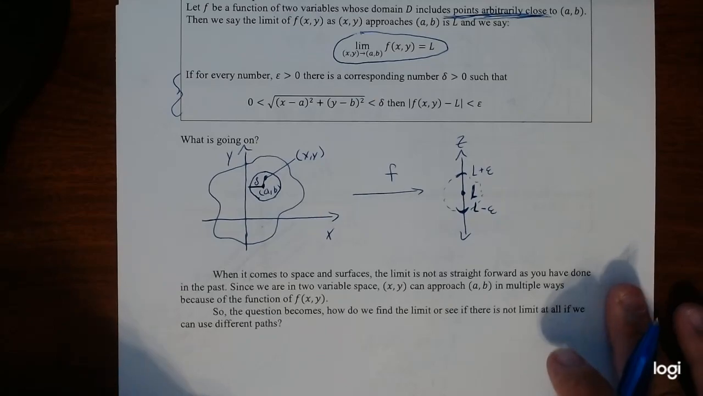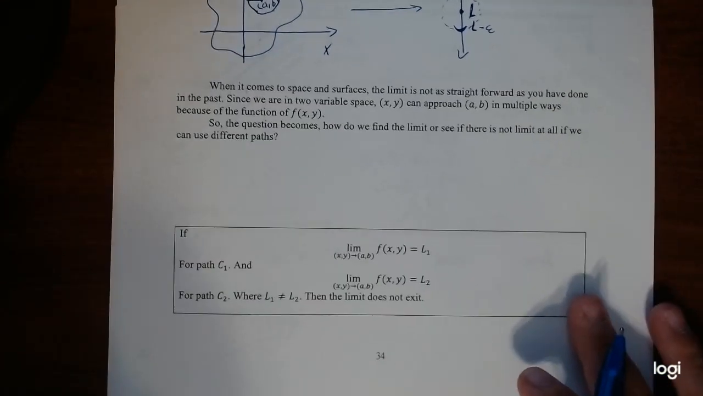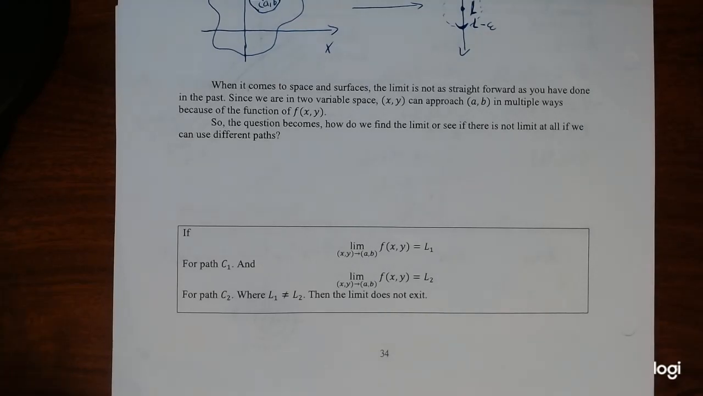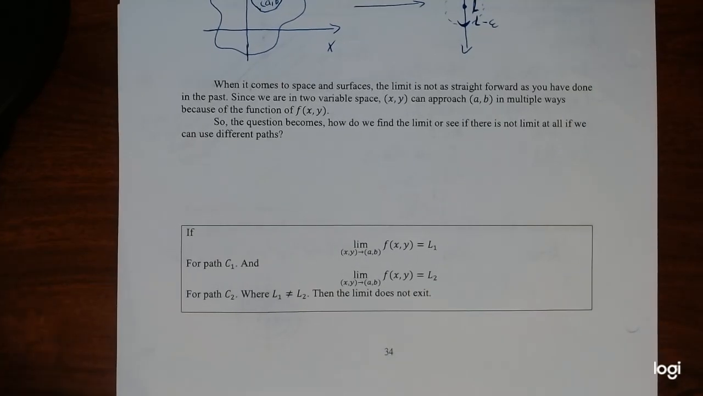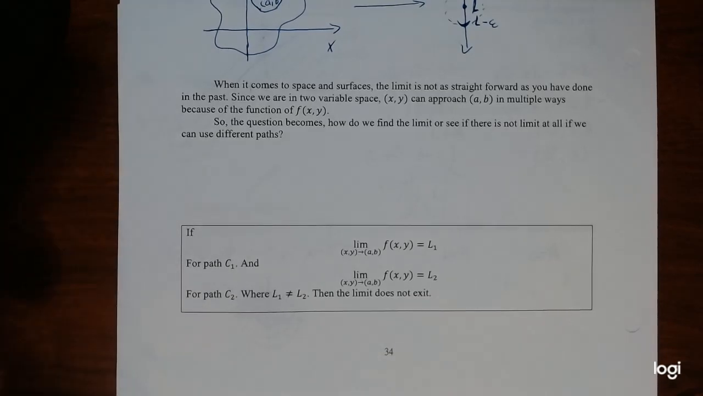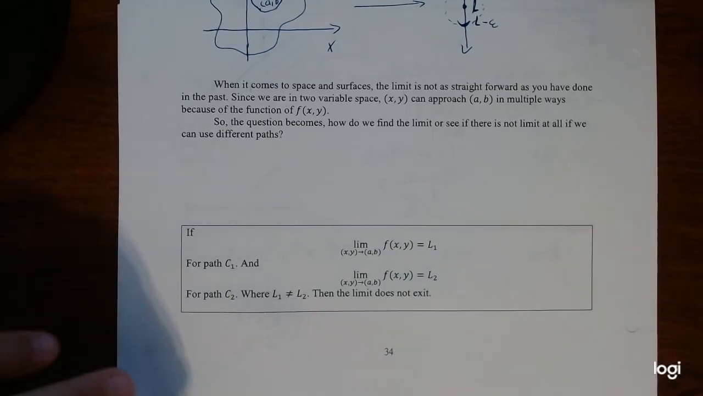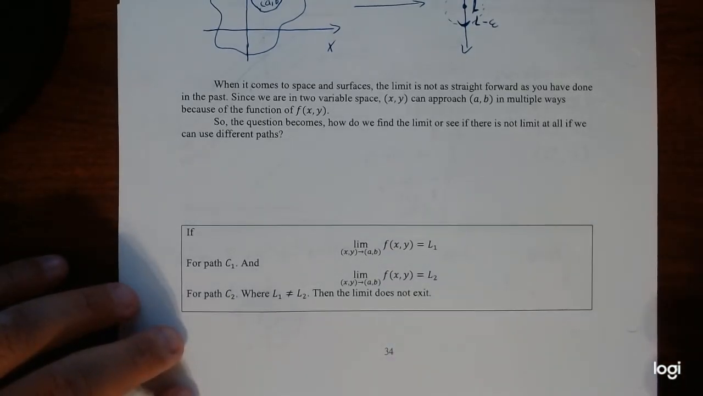Okay. So we have a bit of an issue though. When it comes to space and surfaces, the limit is not as straightforward as it's been in the past, where you just plug it in and call it a day, or use the box method or anything like that. Since we're in space, (x, y) is approaching some point (a, b) in multiple ways because of the function f(x, y). Now remember, we talked about this. There are multiple paths to that point, and that's the key thing when it comes to surfaces in space. A path C could be different from path B, path A, and so forth. These curvatures go through all of it as well.